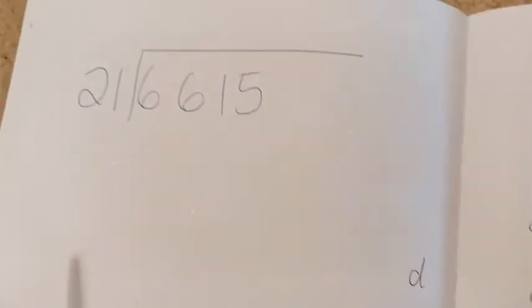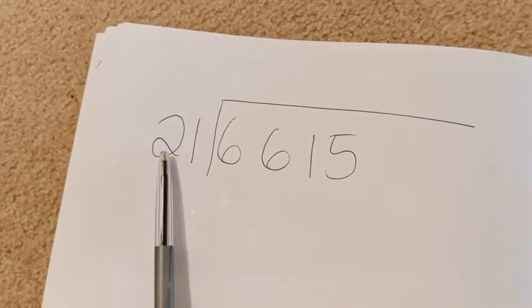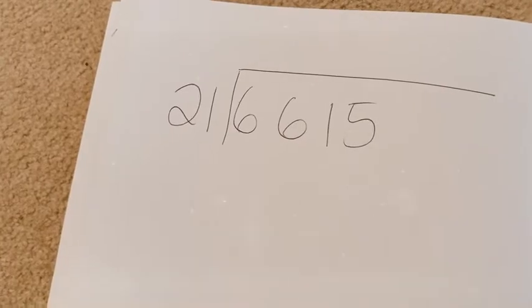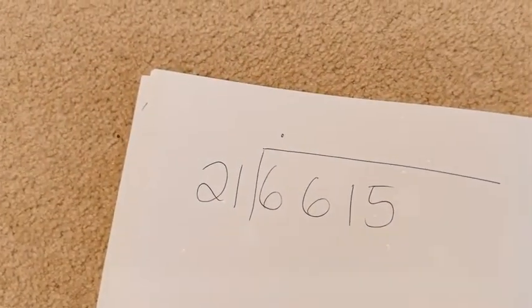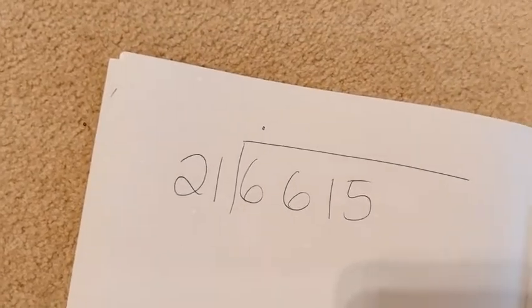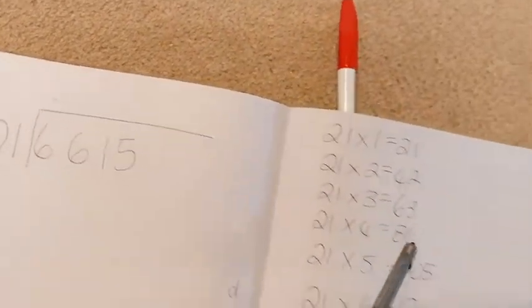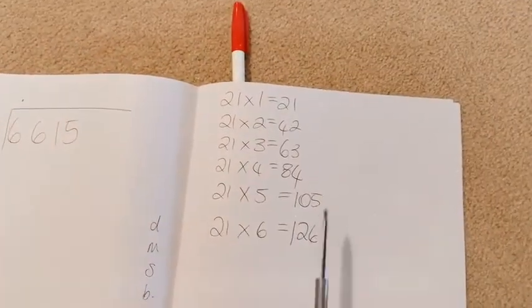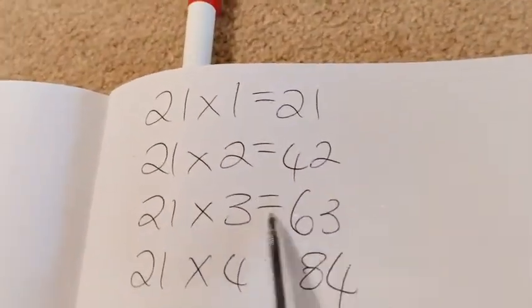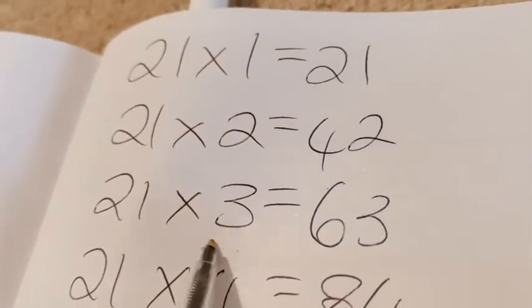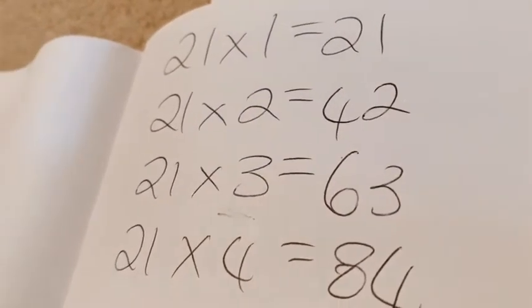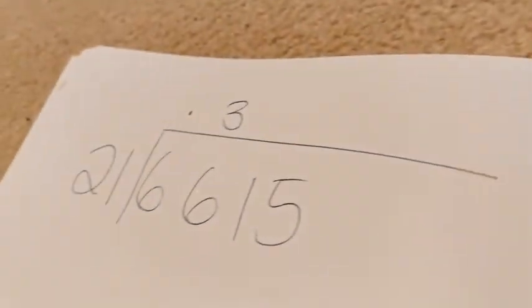The recipe for success. 21 goes into 6. It doesn't go. 21 goes into 66. Yes, it does go into 66. Let's go across to our times table. If I times it by 2, I get 42. If I times it by 3, I get 63. So it's going to be the 3. We pop the 3 up on the top.